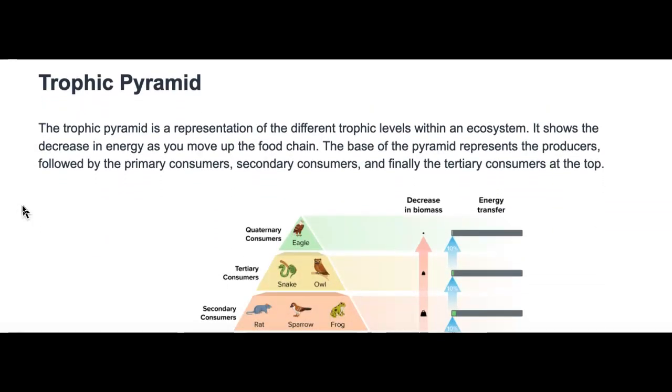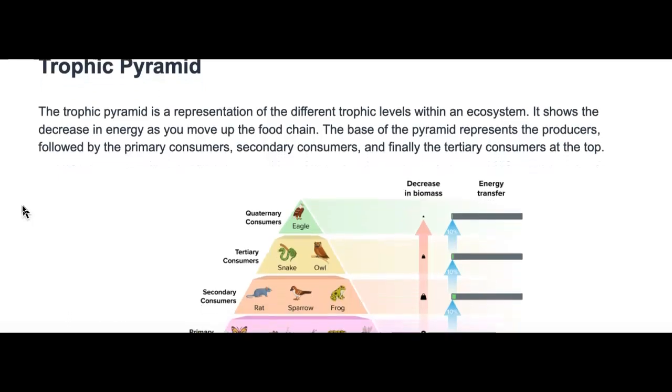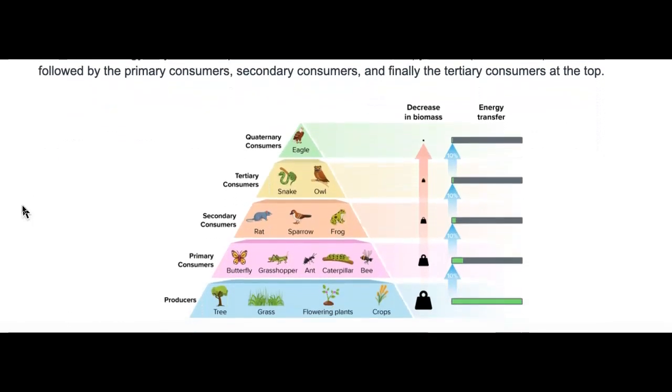Trophic pyramid. The trophic pyramid is a representation of the different trophic levels within an ecosystem. It shows the decrease in energy as you move up the food chain. The base of the pyramid represents the producers, followed by the primary consumers, secondary consumers, and finally the tertiary consumers at the top.